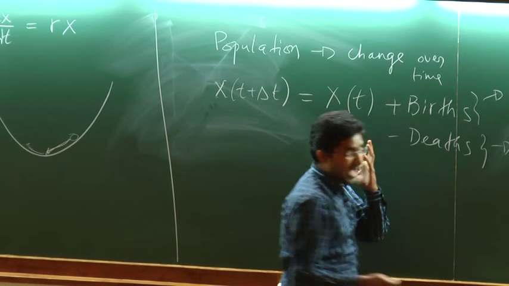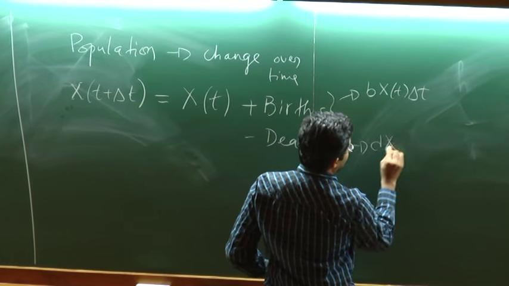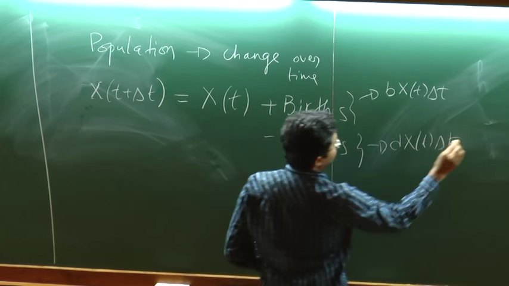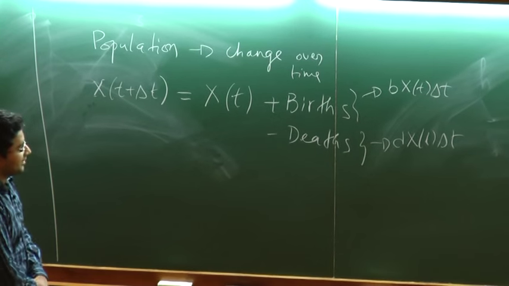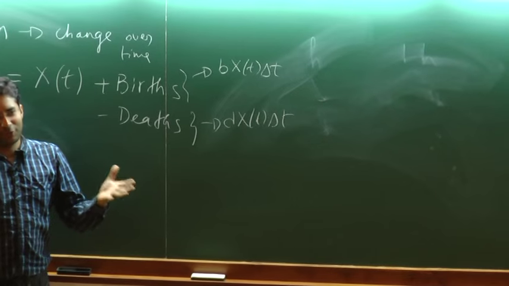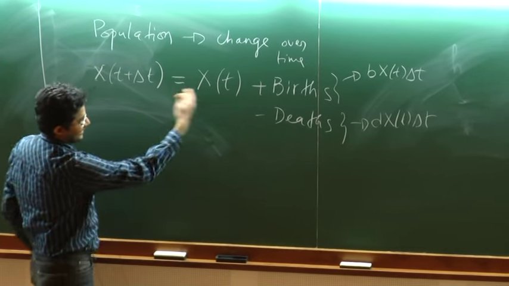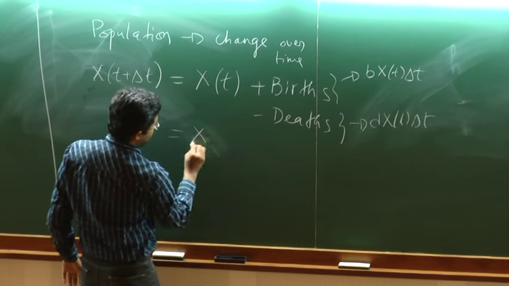And likewise, if there's some chance of death, then you have a death of individuals, okay? So in some sense, very crudely and naively, we have written down how the births and deaths depend on the current population. I can just write down this equation fully.